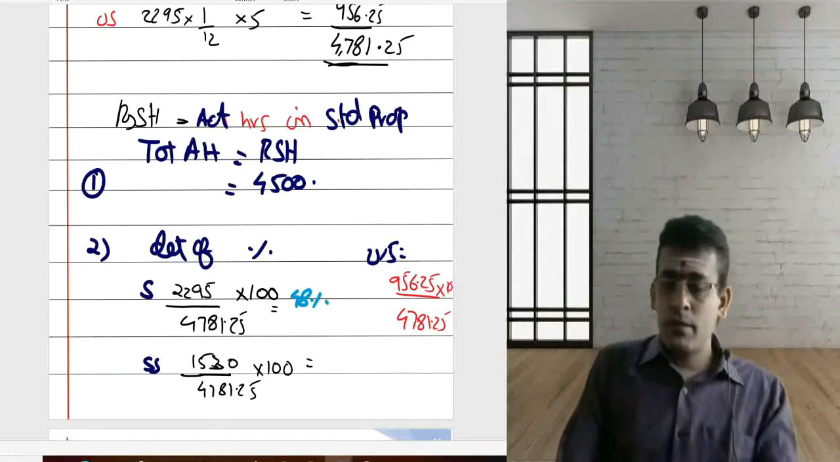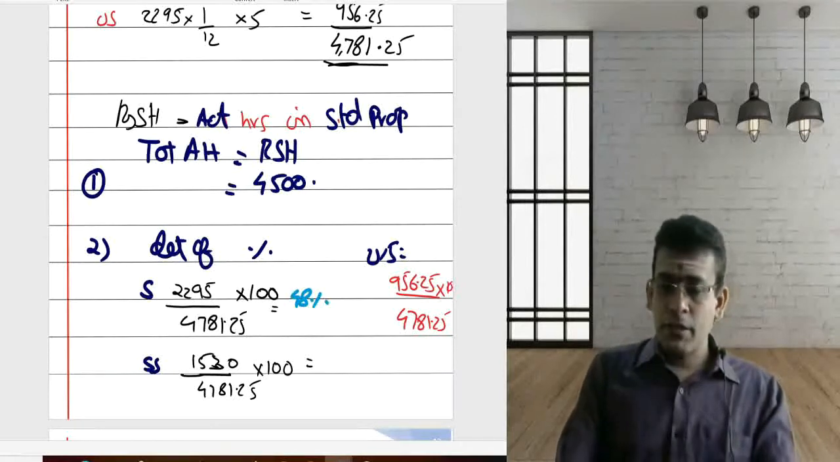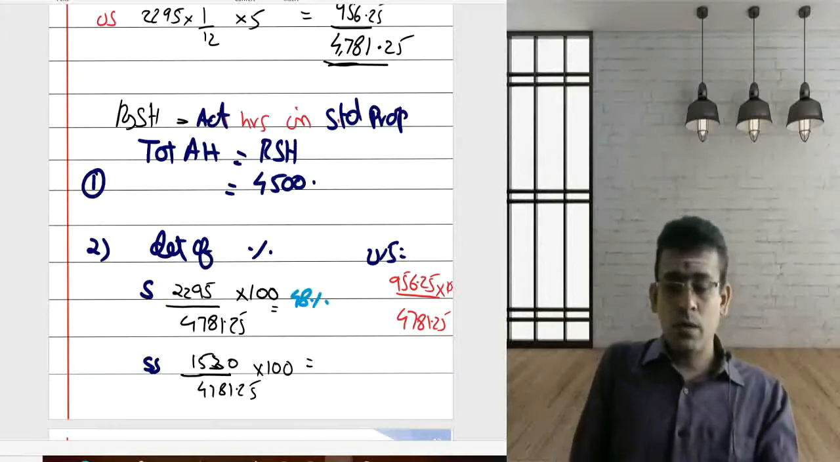48%. Then 1530 divided by 4781.25 into 100, if I do, I'll be getting what? 32%. So here you are getting something called 32%.